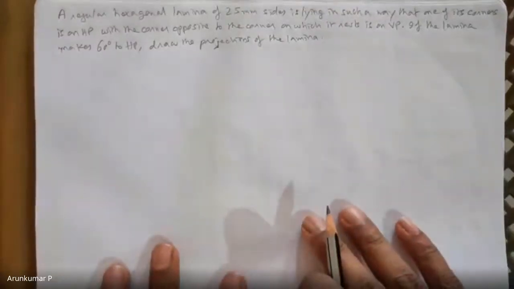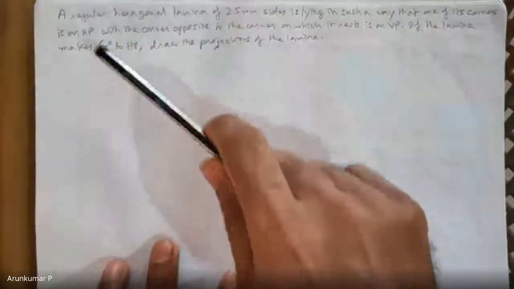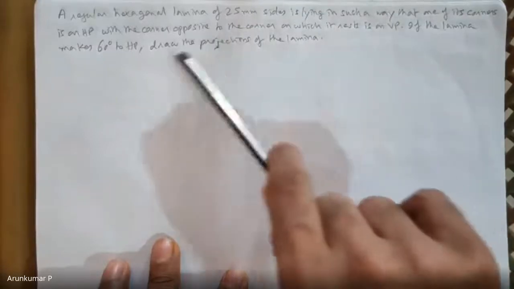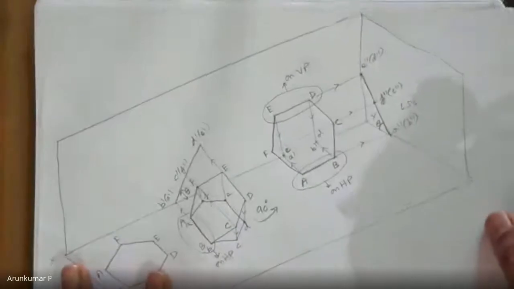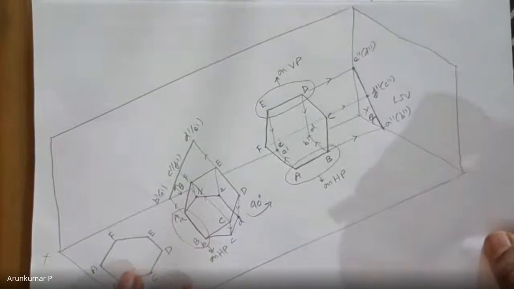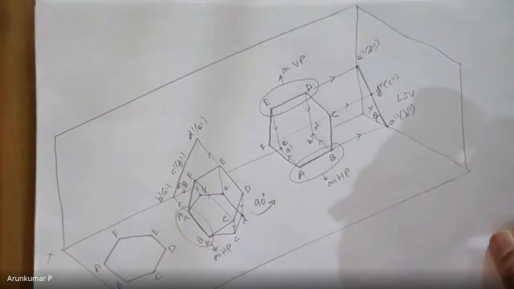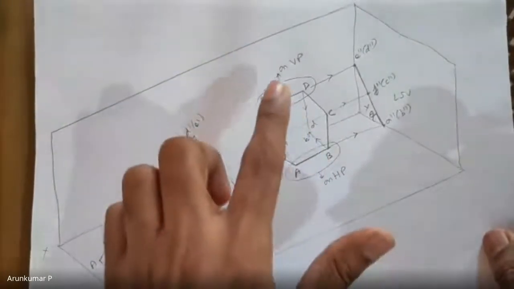So this is the statement. You have a regular hexagonal lamina of 25 sides, which is lying in such a way that one of its corners is on HP and the opposite corner is on VP. The lamina is inclined to HP by 60 degrees. We will draw the projections. So very similar to the previous problem. Only difference is now we should rest it on a corner, so that opposite one corner you get another corner. And then we have to reorient it in such a way that one corner is on HP, the opposite corner is on VP.